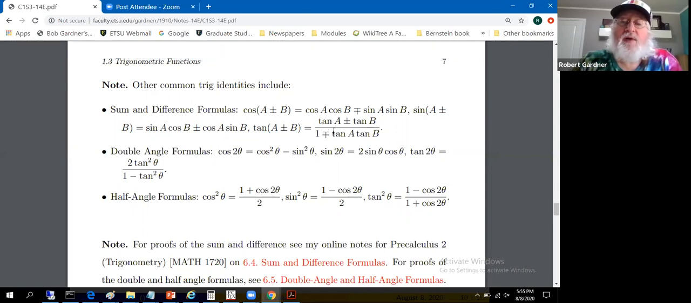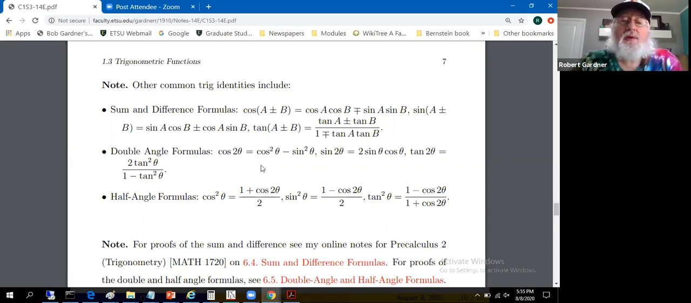And I can use those to find a summation formula for tangent. Tangent is sine over cosine, so I could take a quotient of the appropriate stuff and modify it. And we would get the tangent of A plus or minus B is this thing in terms of tangents of A and B. So proofs of those are given in a pre-calculus class. Click there in the PDF and that'll take you to the links for those. They're proved using triangles and identities with triangles.